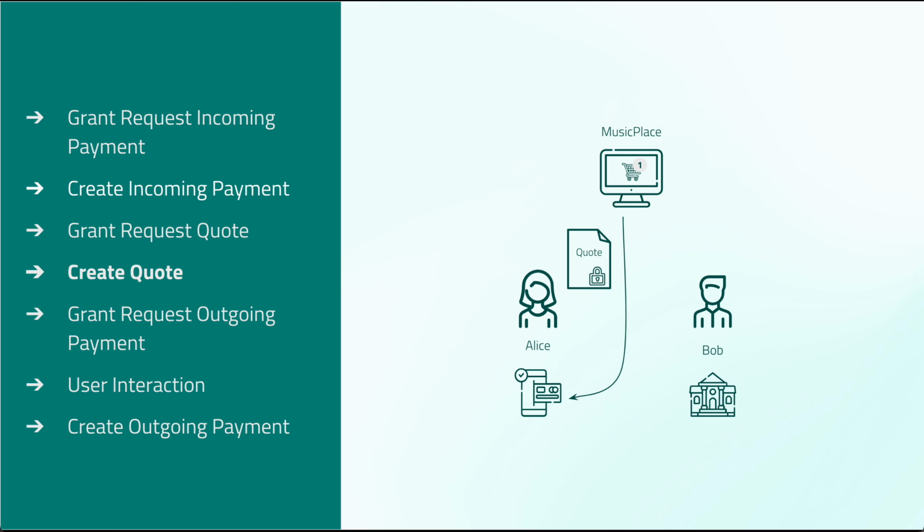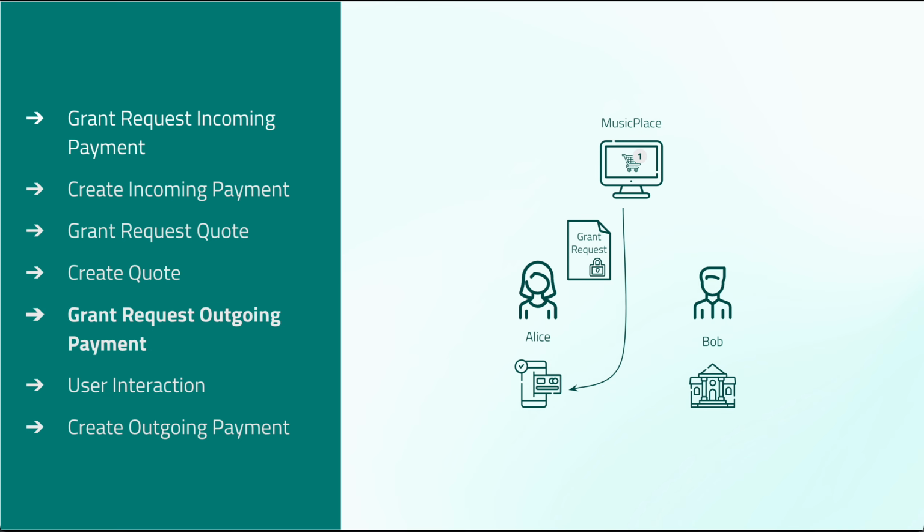Music Place gets the grant and then creates a quote. So a quote will specify how much in Alice's currency it will cost her to make that payment, and this information can actually be provided in the next step. So when Music Place is requesting a grant to create an outgoing payment out of Alice's account, what will happen is the Open Payments server will say, okay, for this particular grant, Alice actually needs to go in and make some sort of interaction with the process.